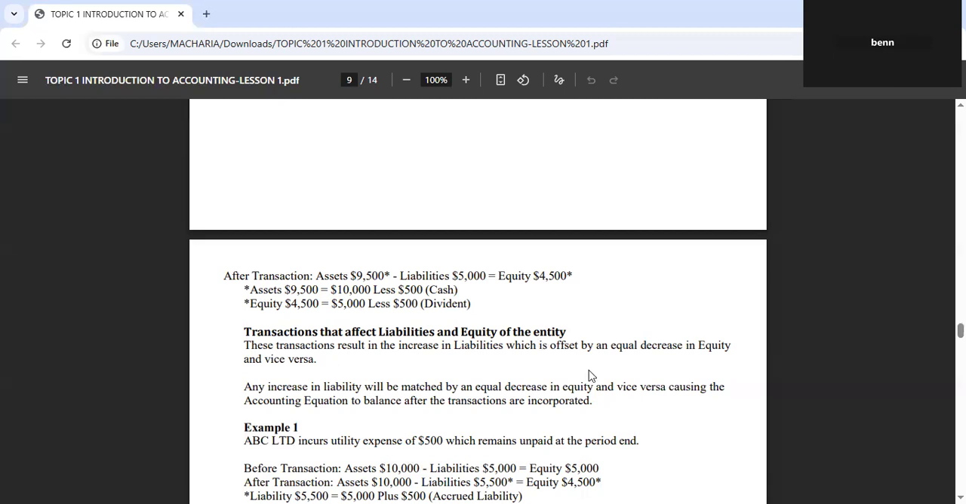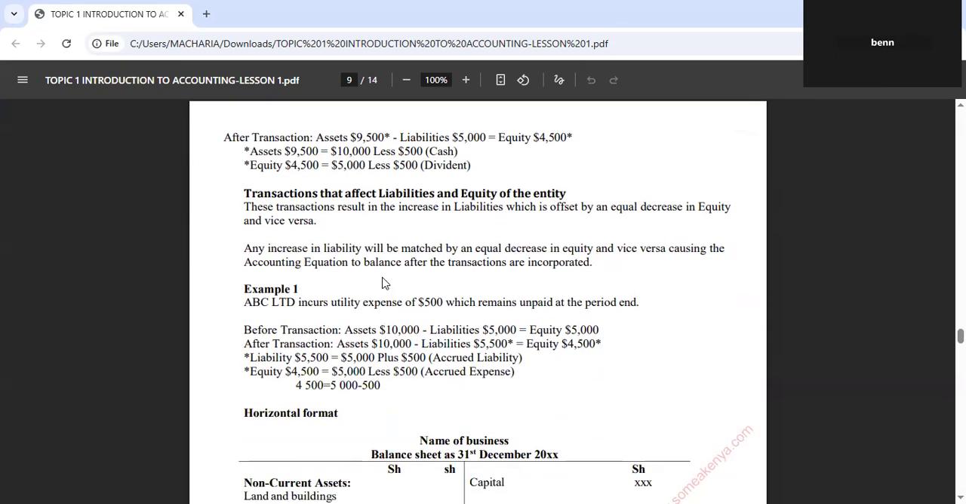Now, that means that we are at the same pace. Transactions that affect liabilities and equity of an entity result in an increase of liability, which offsets an equal decrease in equity. That means these are entries that occur on the same side. An increase in liability will be matched by an equal decrease in equity and vice versa, causing the accounting equation to balance after the transactions are incorporated.